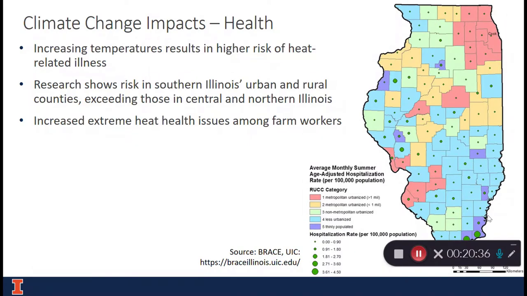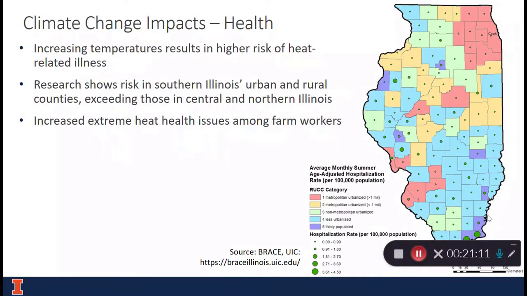Now, when we think about heat health issues, especially in northern Illinois, events like the 1995 heat wave in Chicago often come to mind. And certainly we have many communities in the northeast part of the state that are very vulnerable to exposure to extreme heat. That is an issue moving forward, as projections indicate exposure to extreme heat increasing all across the state. But research also shows that risk in southern and western Illinois' rural counties and communities actually exceeds that in some of the urban regions of the state.